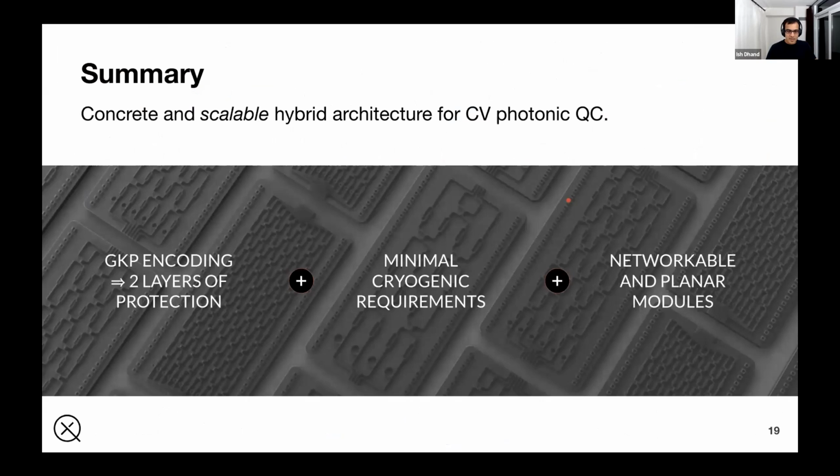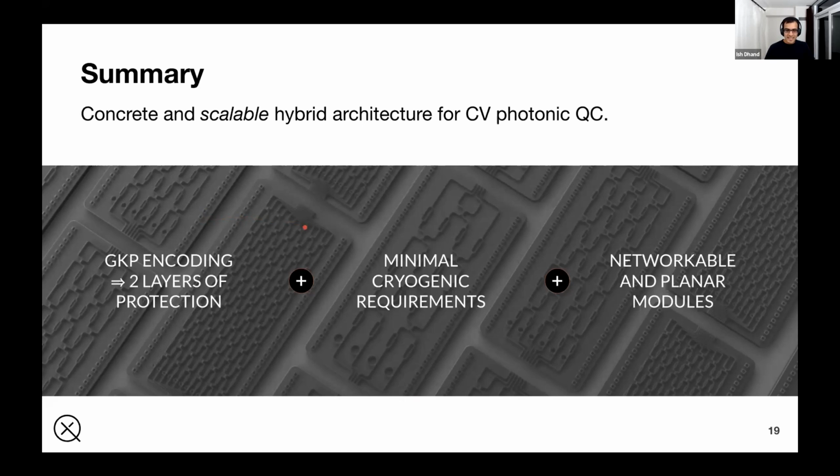All right, I'll just summarize the architecture. So we have a concrete, planar architecture, which is scalable in the sense that we can really go to a very large number of qubits. And this architecture allows us to do CV photonic quantum computing. It uses concatenated GKP codes. So you have 2 layers of protection, which means lower overheads.